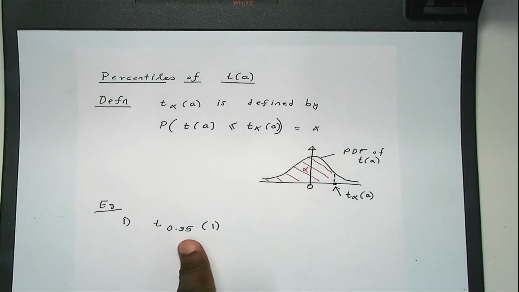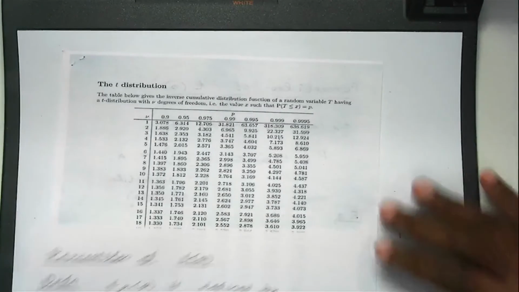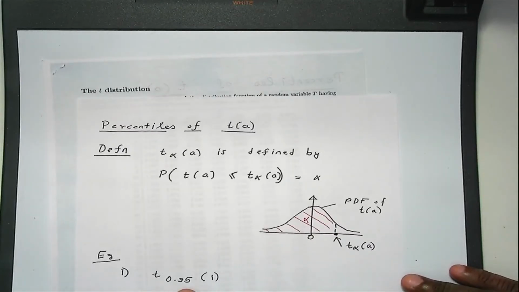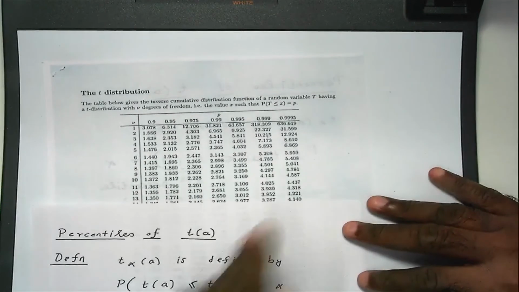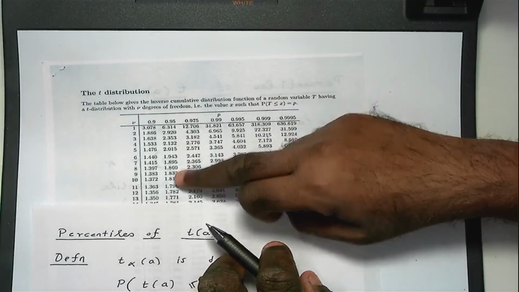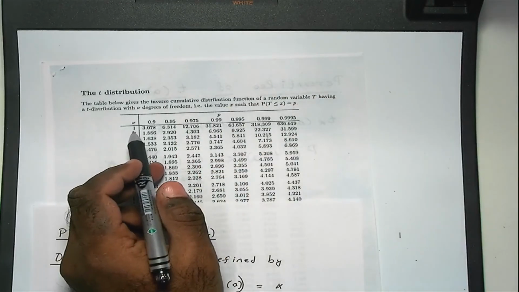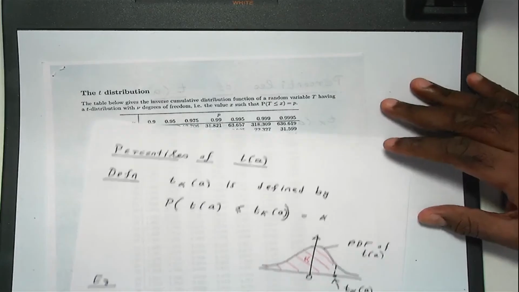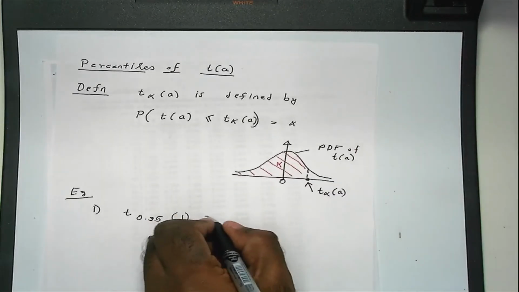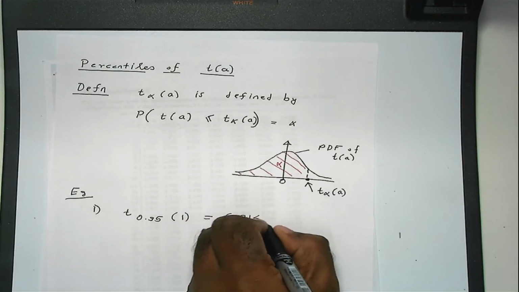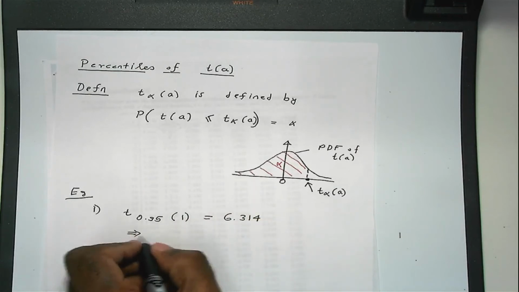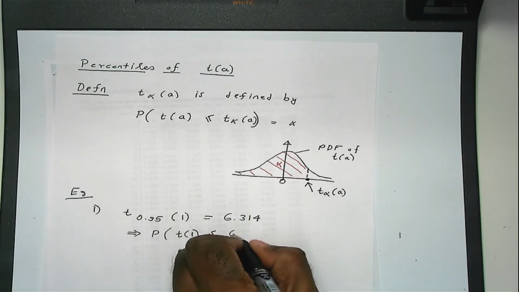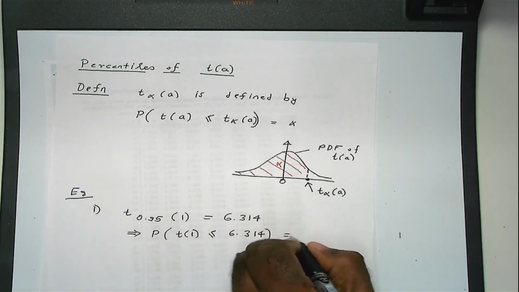So to figure this out, we will use this table here, right? So you're looking for 0.95 and 1. So you look for 0.95 in the third column, and 1 on the first column. So you get this number 6.314, right? So the answer is that this is equal to 6.314. So in other words, what this means is that the probability that a t variable with 1 degree of freedom is less than or equal to 6.314 is equal to 0.95.